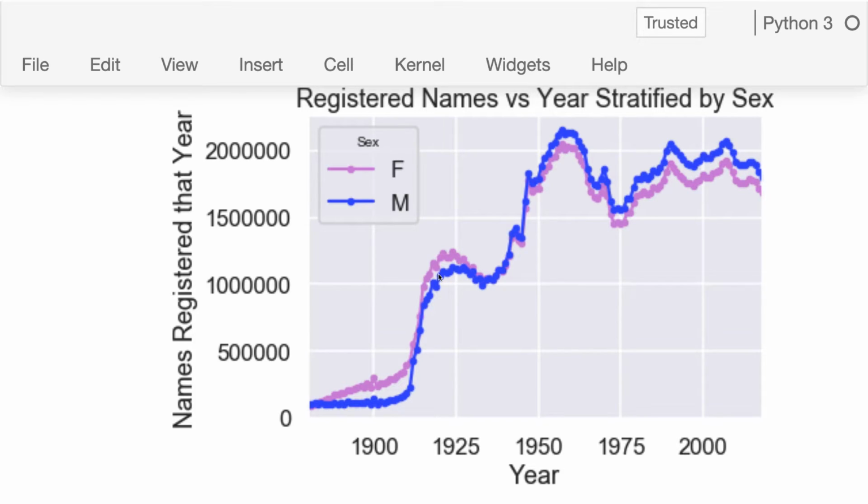Also a depression, yeah, so a lot of stuff going on in America at that time. It's not a good time to be an American, I guess. Yeah, so that might have happened. What about the spike here in 1950?